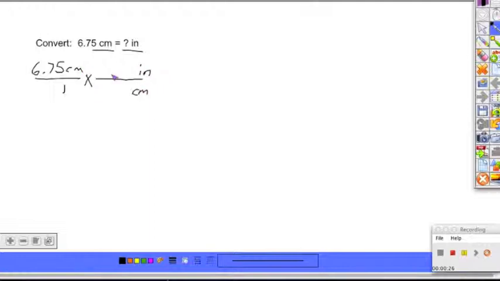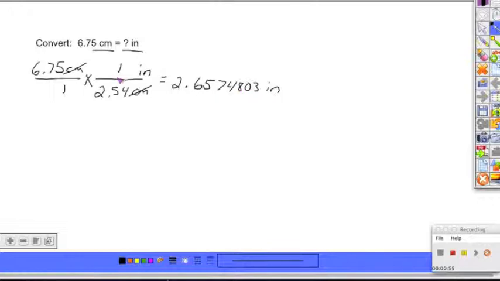Then we're going to look for a conversion factor, and knowing that 1 inch is equal to 2.54 centimeters, we're going to plug our conversion factor in and cancel the units that are on opposite sides of the fraction. And then we just take 6.75 in our calculator and divide it by 2.54, and you should get an answer of 2.6574803 inches remains on your calculator.